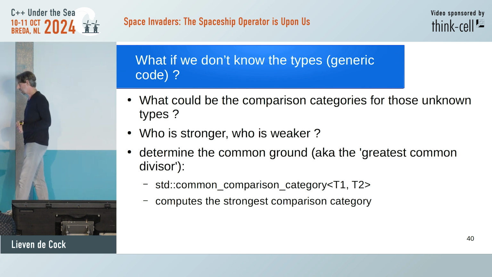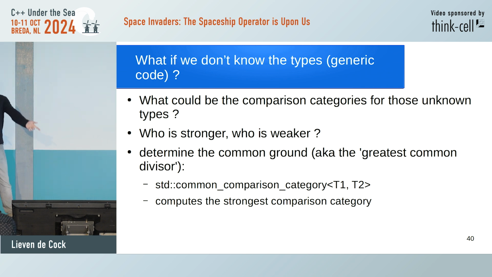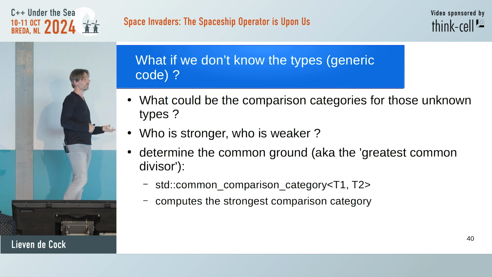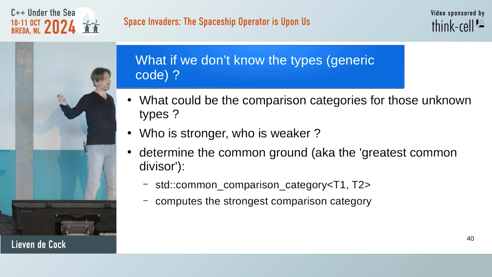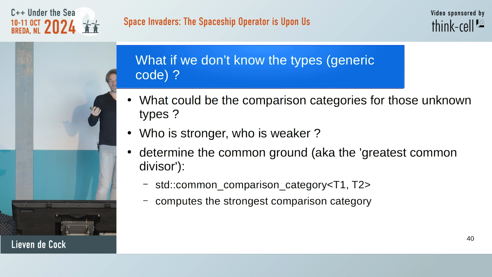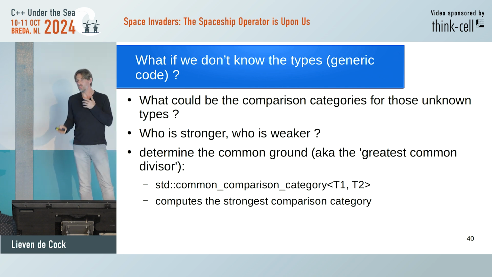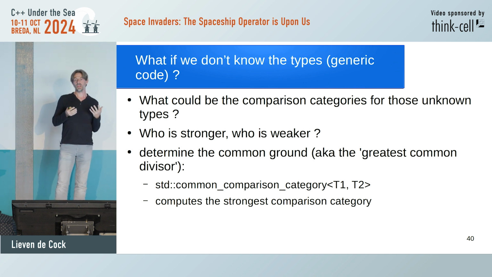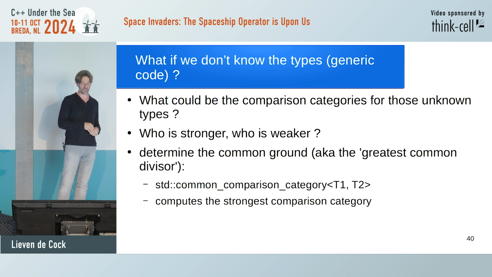Generic code, templates. In all our examples, we knew the types. But what if you don't know the types? T1, T2. Are they both strong, both partial, a mix? What will it be? The best we can do here is determine the common ground. Go for the weakest one, the greatest common divisor.